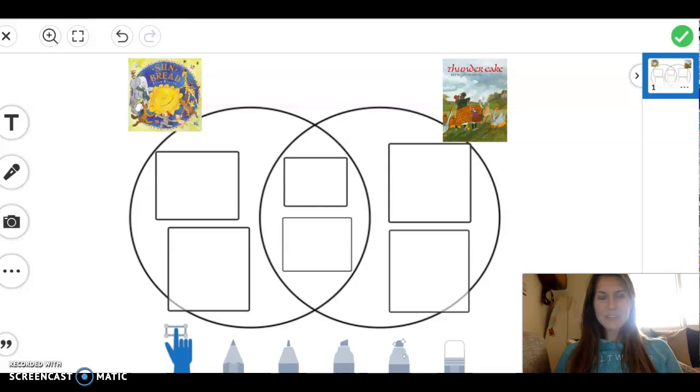Hi, boys and girls. Today we are going to be making another Venn diagram to be able to compare and contrast two books. So we have our book Sunbread, which you read on Monday, and that book was about a town experiencing snow, and they really wanted the sun to come back, and so a baker makes a sun bread. And the sun comes and all the animals are very, very happy.